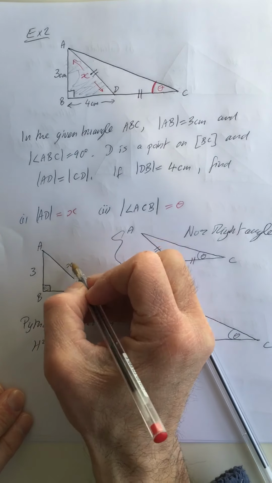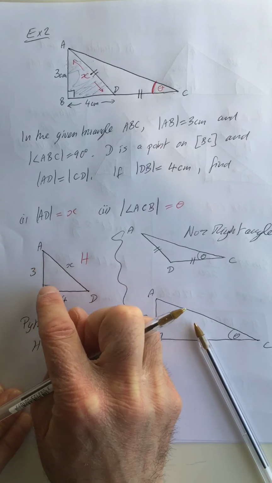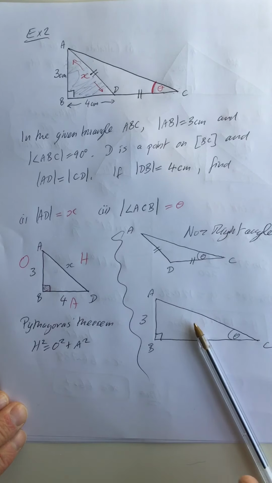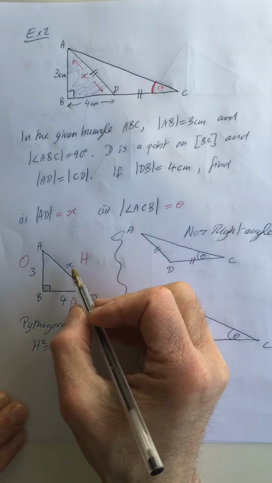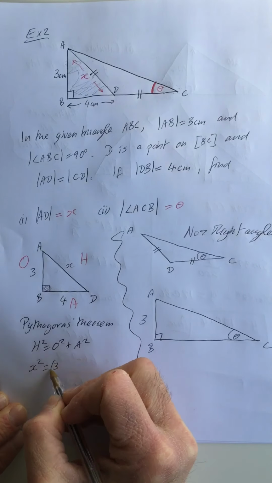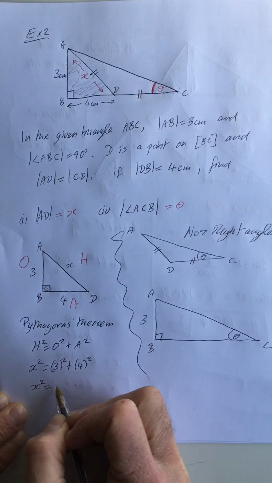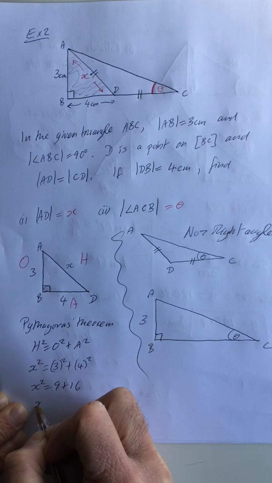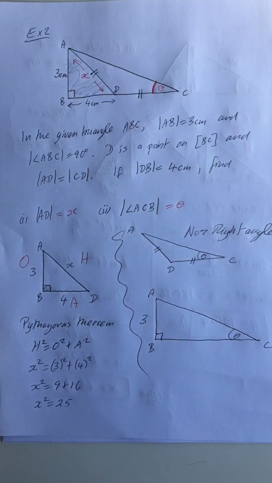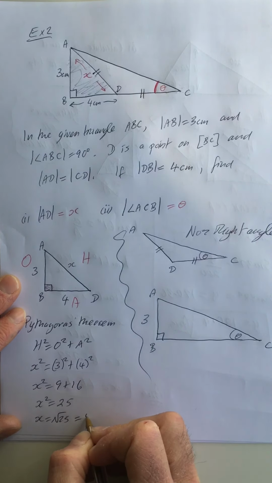If this is my right angle, this is h. Now, because I don't know any of these angles here, it doesn't really matter which one I call O or A. So I'm going to call this one O and this one A. The most important one is getting your h right. So h is x in this one, so it's x squared equals O, I'm saying it's 3, so 3 squared and then 4 squared. And we just work this out as normal. And I get x squared is equal to 25. So x will be the square root of 25, which is 5.